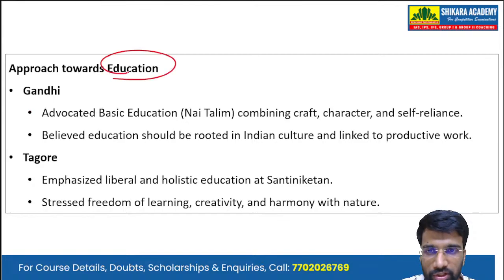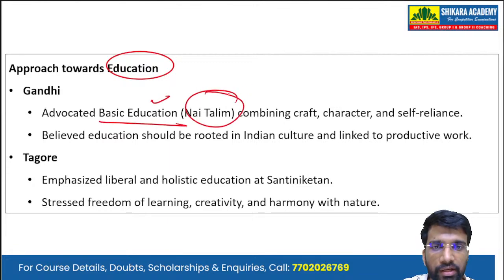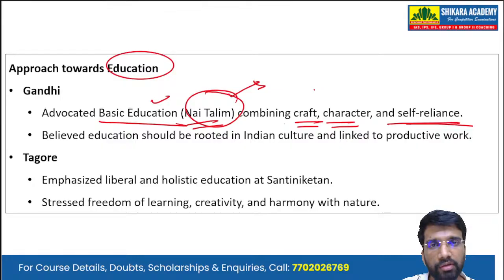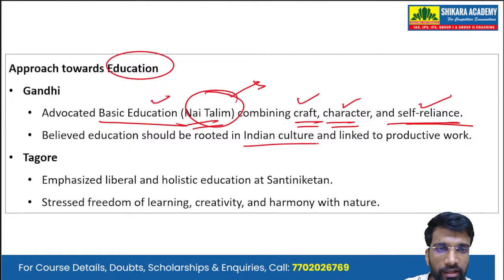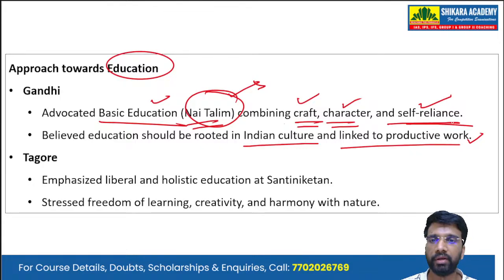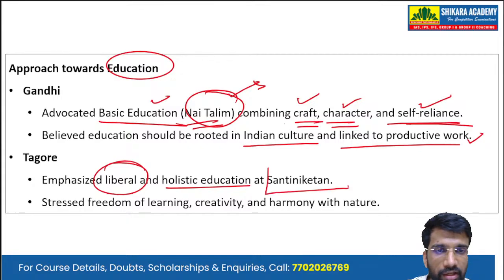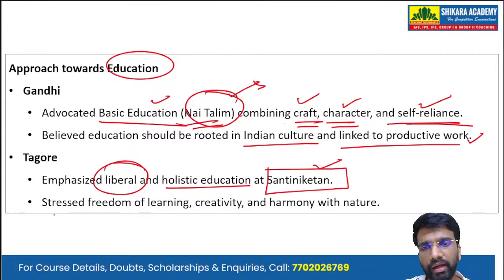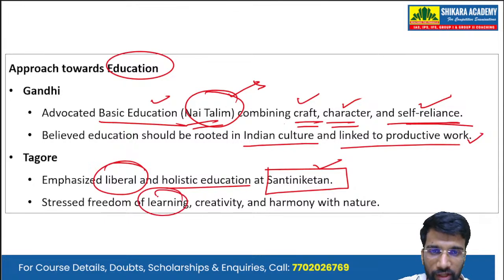Now, their approach towards education. Mahatma Gandhi advocated for basic education, that is Nai Talim. Nai Talim means basic education, combining craft, character, and self-reliance. So Mahatma Gandhi's vision for education was mainly based on craft, character, and self-reliance. He believed education should be rooted in Indian culture and linked to productive work. Rabindranath Tagore, on the other hand, emphasized liberal and holistic education at Shantiniketan. And he stressed freedom of learning, creativity, and harmony with nature.